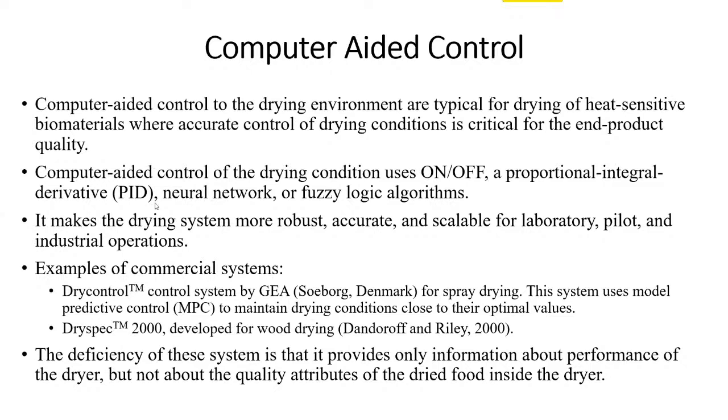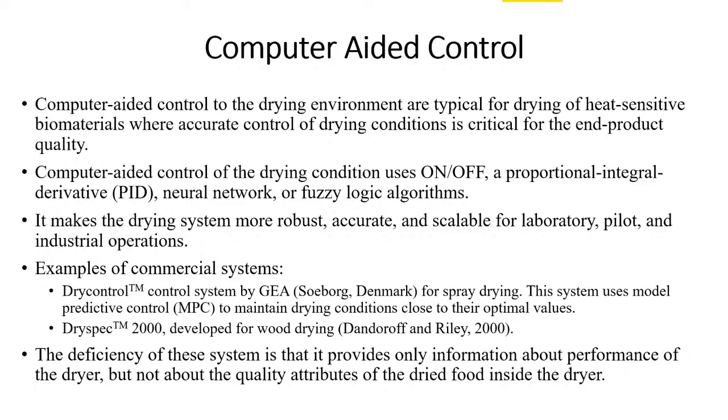And then there are algorithms to control your temperature or your other drying conditions. For example, these are commercial products that are available in the market. For example, the Dry Control system developed by GEA, from Denmark, is especially developed for spray drying operation. And then we have DrySpec, developed for wood drying.